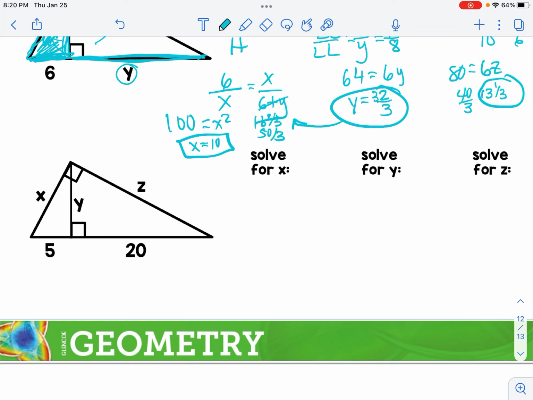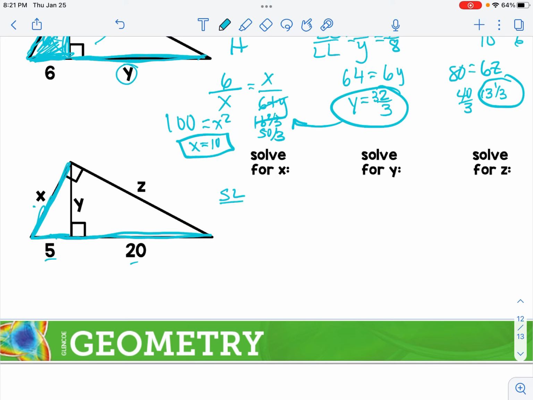So for this one, solving for x, I set it up as a short leg over hypotenuse because here's a short leg and here is a hypotenuse, but x also represents a short leg on the big one, and I can see the whole hypotenuse. So I'm just looking at 5, 20, and x for my possible numbers I could use.